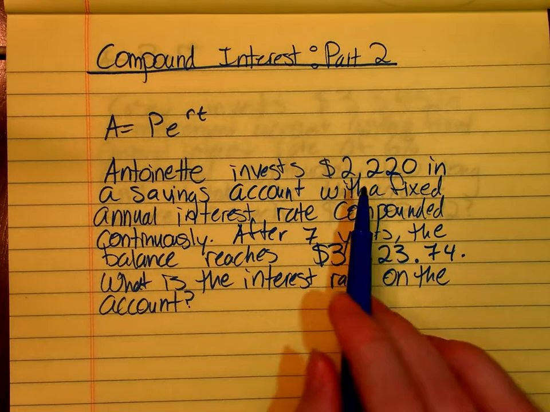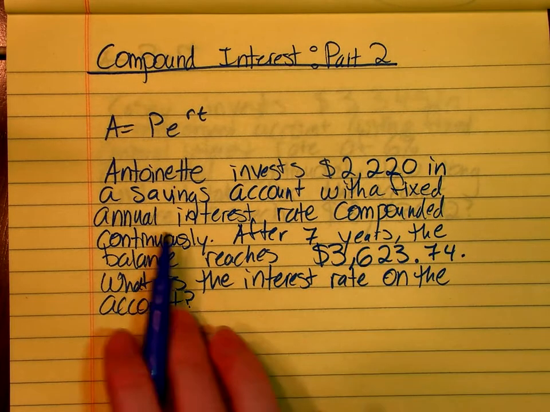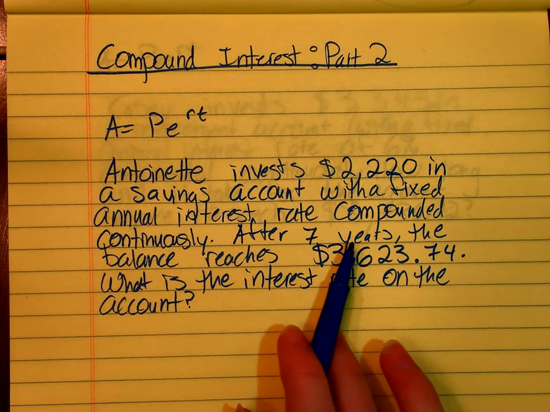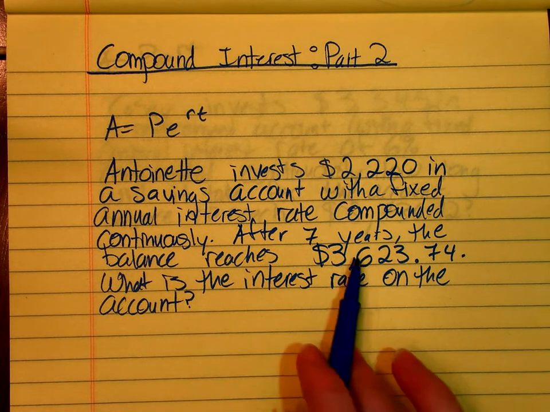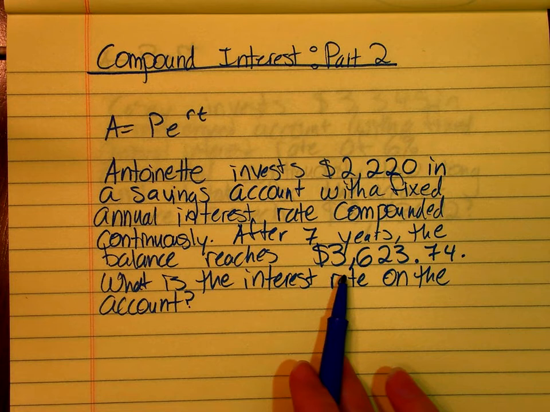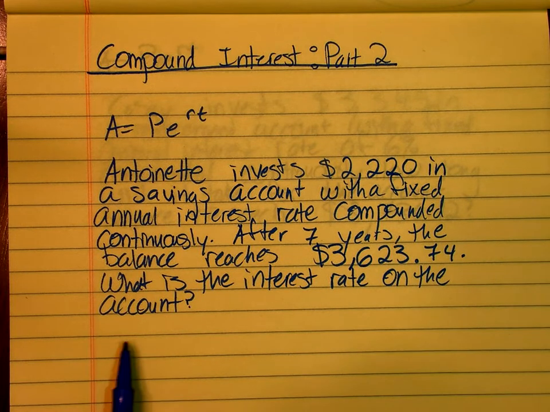Antoinette invests $2,220 in a savings account with a fixed annual interest rate compounded continuously. After 7 years, the balance reaches $3,623.74. What was the interest rate on the account?